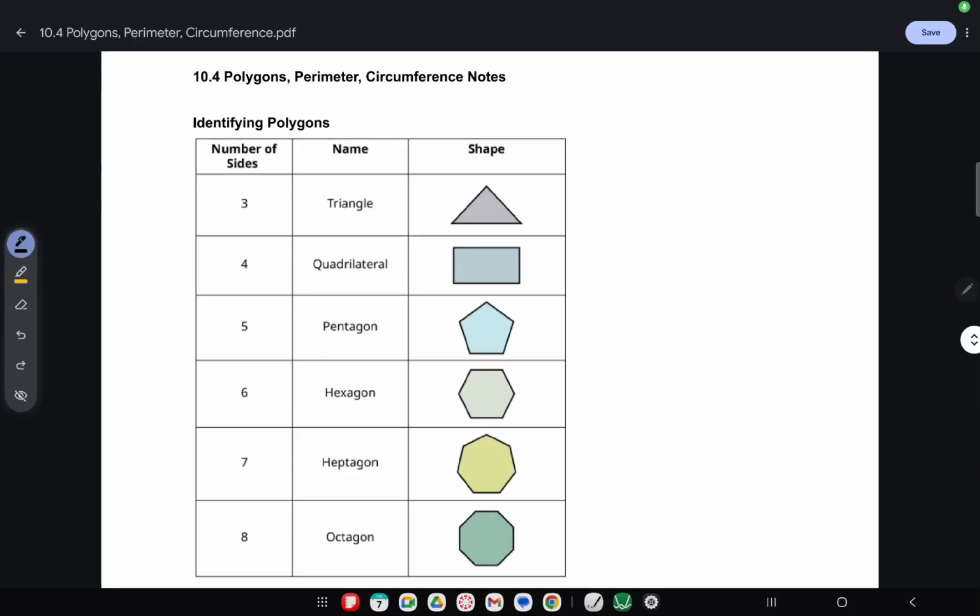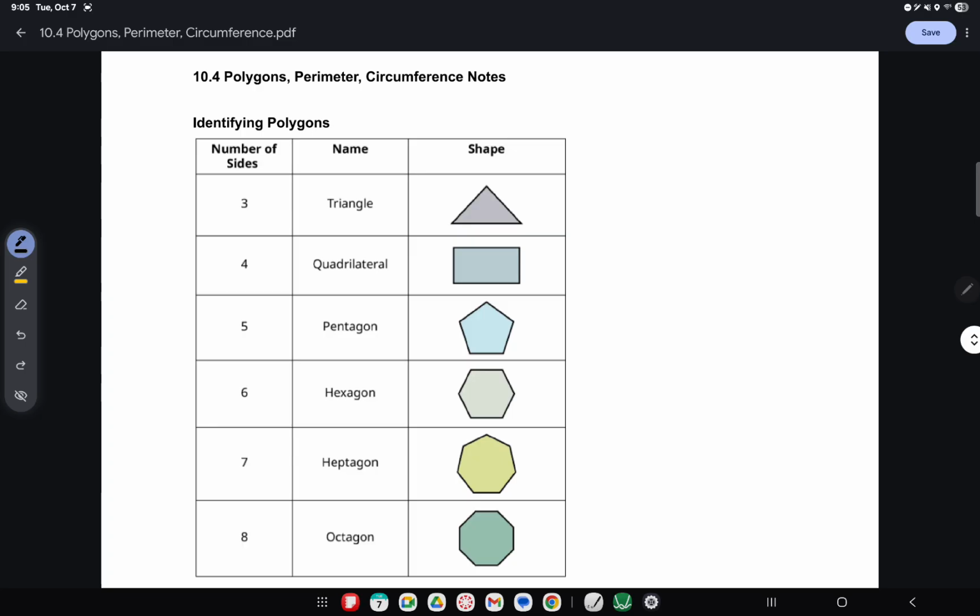All right, we're going to look at polygons, perimeter, and circumference. So, kind of a lot in this video. So, first thing is to identify polygons. So, poly means many, and I think gons means sides, many sides.